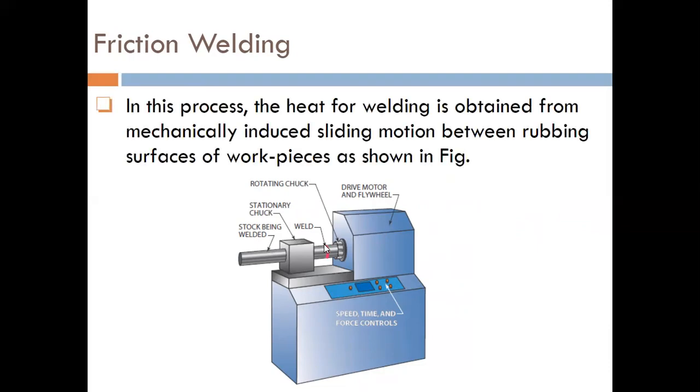So in this process the heat for welding is obtained from mechanically induced sliding motion between rubbing surfaces of workpiece as shown in figure. The heat generated by the friction between the rubbing surfaces of the two workpieces is used for welding.